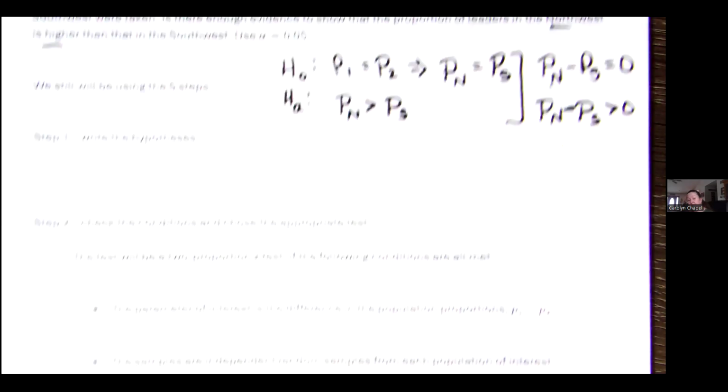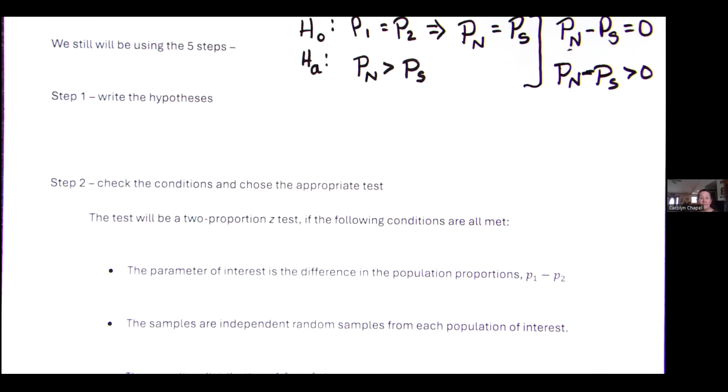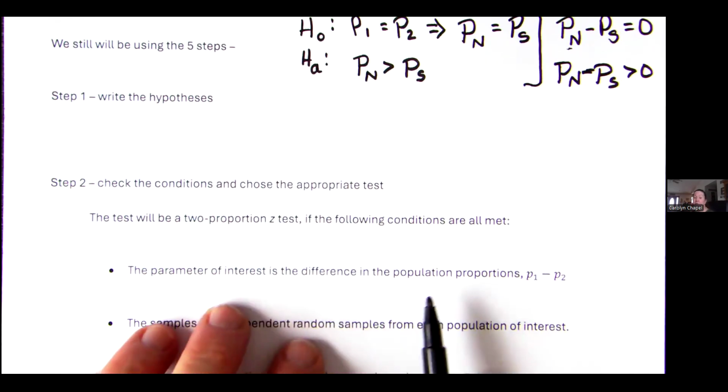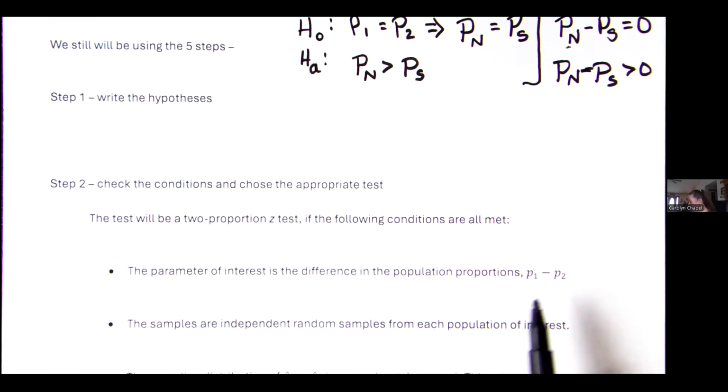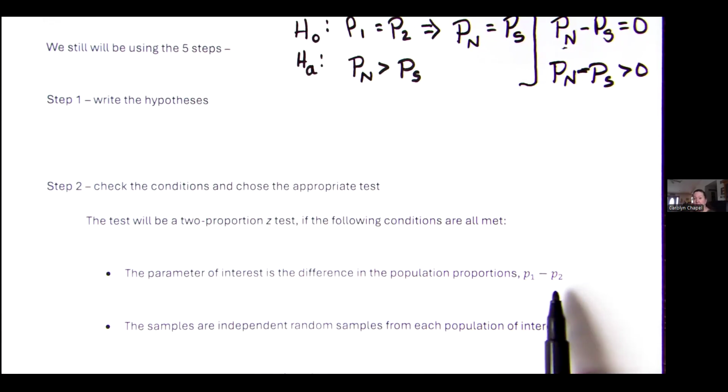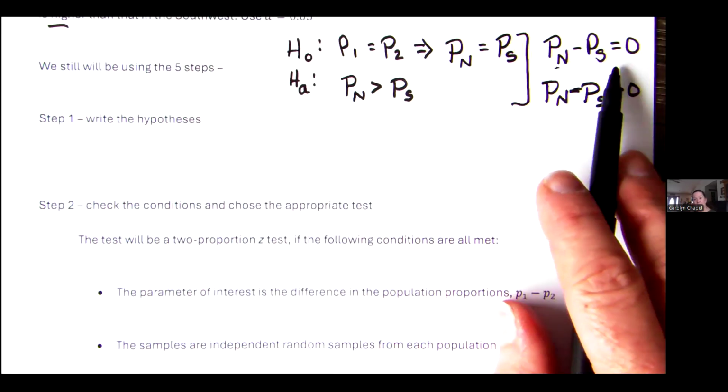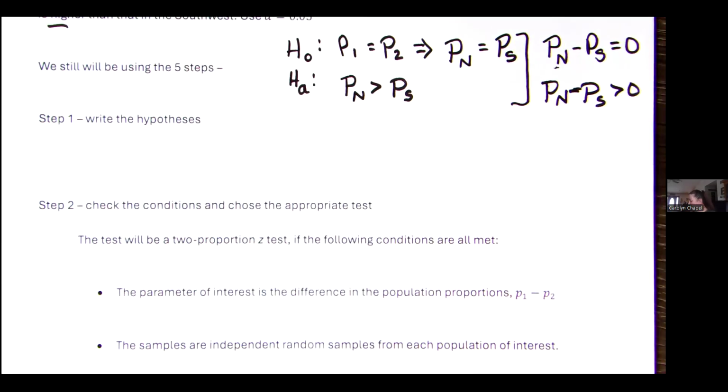Okay, this is going to be a two proportion z-test if the following conditions are all met. First of all, that we are looking at two parameters and we kind of are looking at the difference in them. So again, can we write it in this form? Yes, we can. Do we necessarily need a 0 there? No, we do not. However, in all introductory courses, most of the time it is a 0 there.